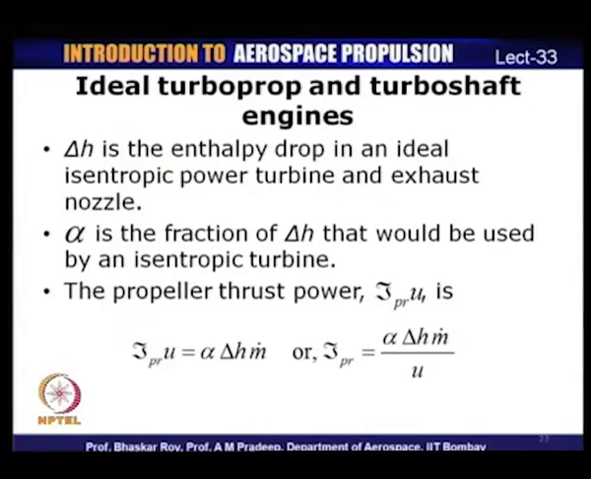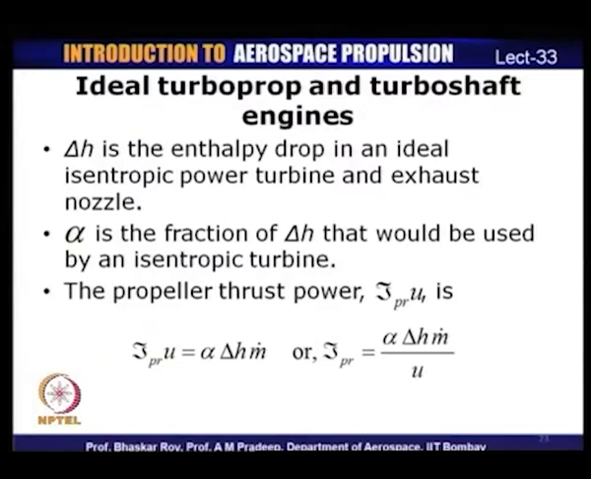So, the propeller thrust power, which primarily comes from the power turbine, let us say the thrust by the propeller is tau subscript Pr, which is the propeller. The thrust power is this multiplied by U. So, thrust power is alpha delta H, which is the fraction of the total delta H occurring across the power turbine plus the nozzle, multiplied by the mass flow rate. So, propeller thrust will be equal to alpha delta H times m dot divided by U.